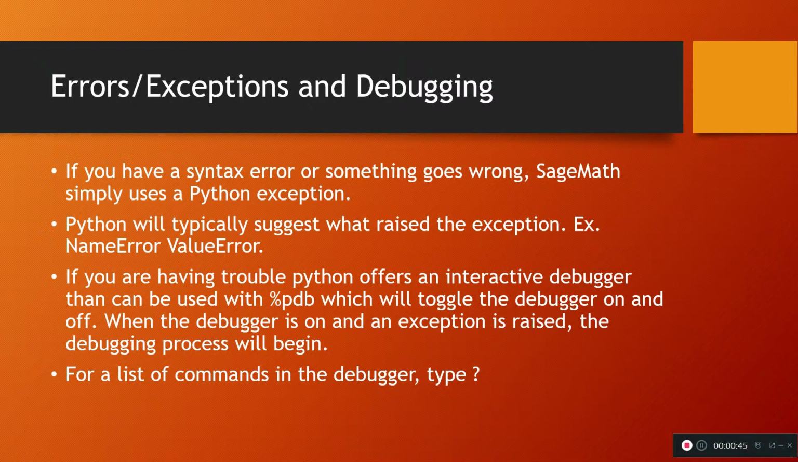If you have a syntax error or something goes wrong in SageMath, it simply throws a Python exception. Python will typically suggest what raises the exception, for instance, a name error or a value error. And if you're ever having trouble trying to figure out what you're doing wrong or what your syntax error is, Python does offer an interactive debugger, which you can use with the %pdb command, which will toggle the debugger on and off. So when an exception is raised, the debugging process will begin. And while the debugger is running, you type the question mark for a list of commands to use in the debugger.